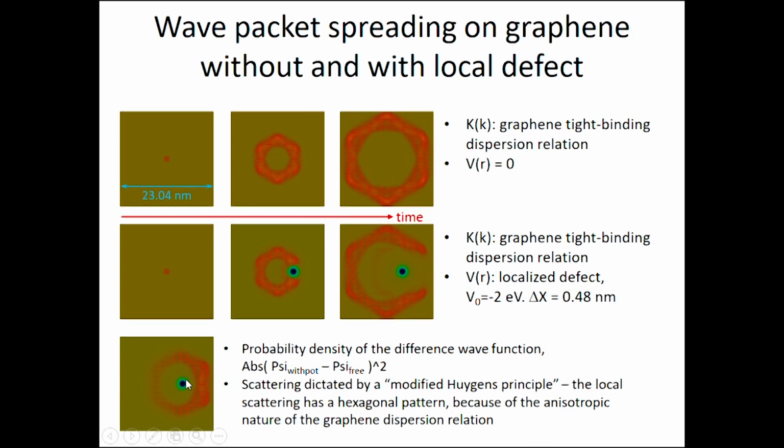It is interesting because the potential is isotropic, but the spreading is anisotropic. We can say that it is a modified Huygens principle. We have a scattering, but it is not a spherical scattering, but it is governed by the dispersion relation, which is anisotropic.